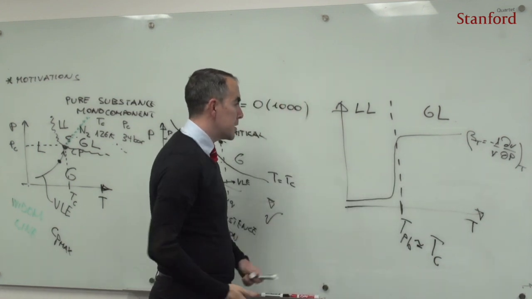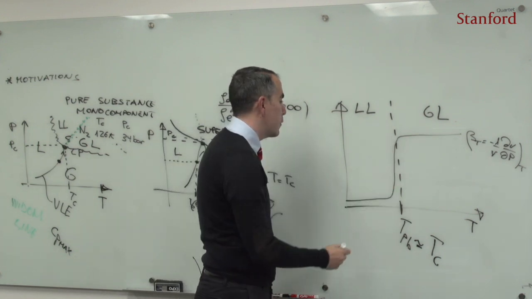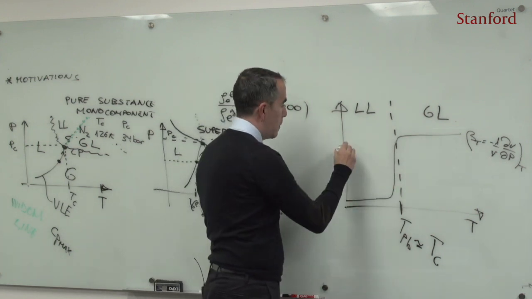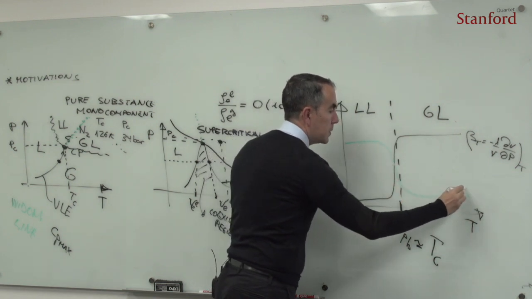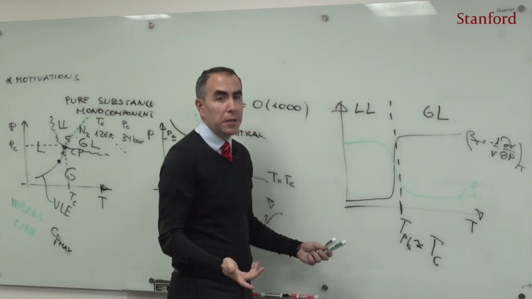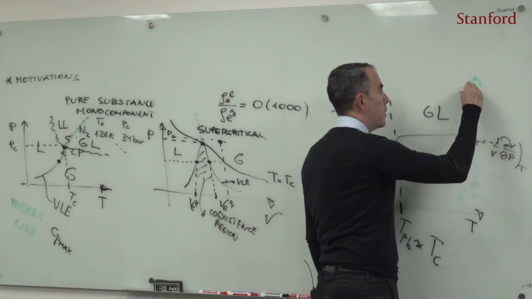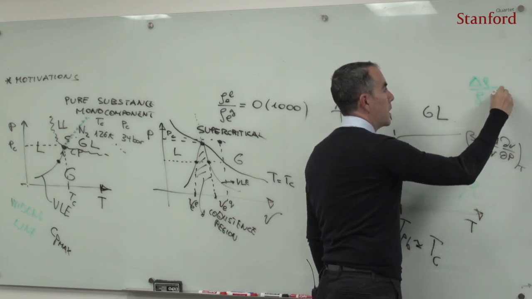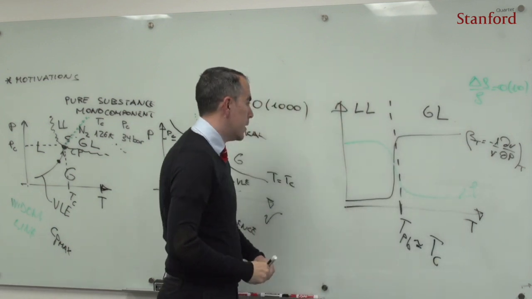Now, if I plot, for instance, here the density, I know that the density of the liquid is going to be much larger than the density of the gas, but not as large as before. But still, I'm going to have some change in the density. So that will be the density. Now here, this density jump is no longer 1000, but it tends to be of order 10, like 5, 40, things like that.